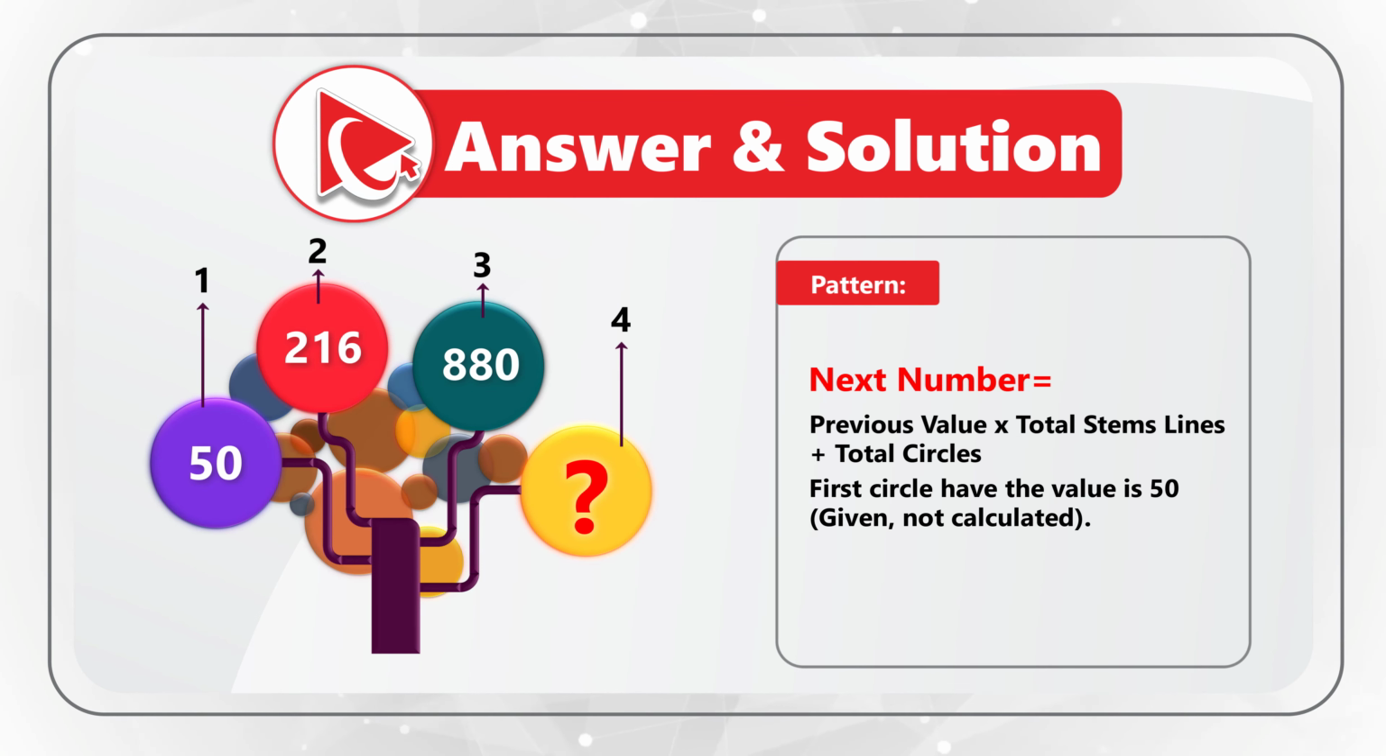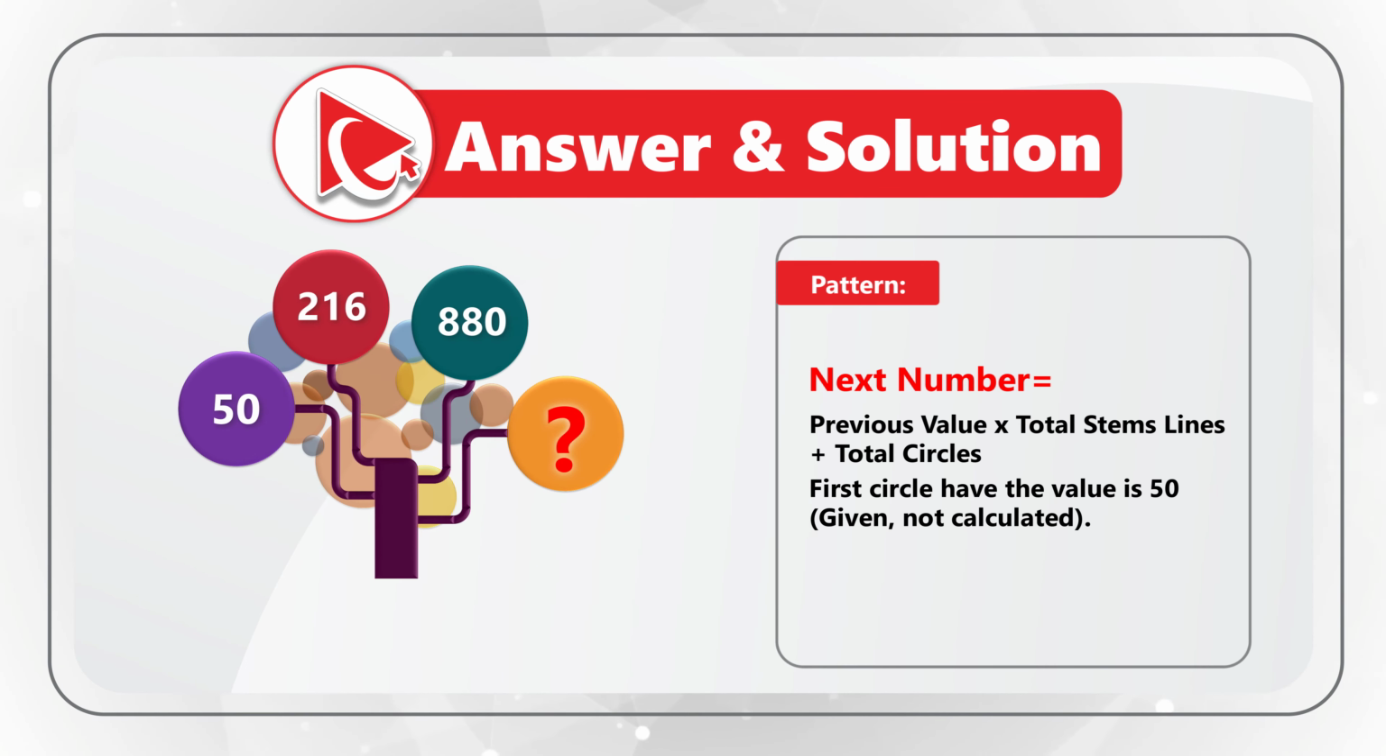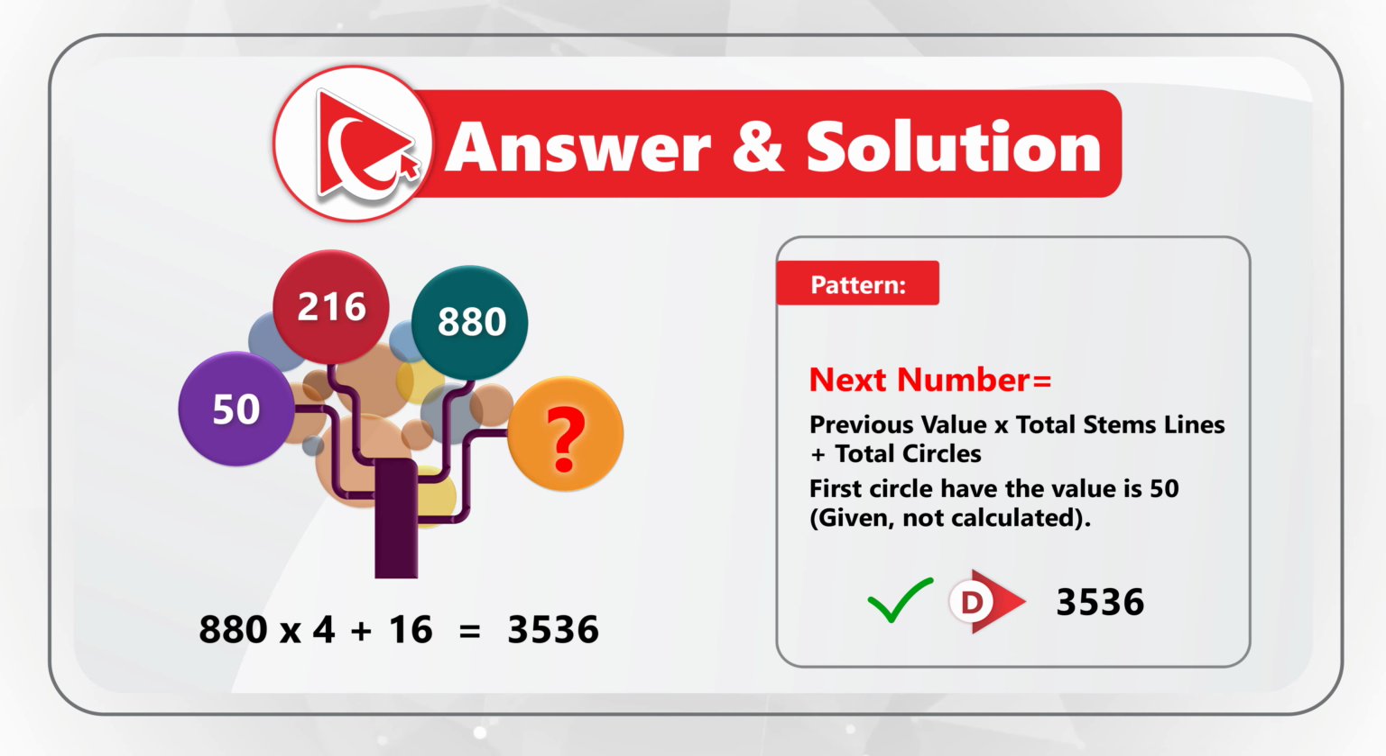And then there are also 12 circles in the background. Now we have all of this information and we can calculate the missing number. It is calculated as 880 multiplied by 4, then we add 16, and the end result of this is 3,536. So the correct answer here is choice D, 3,536. Hopefully you've nailed this problem and now know how to answer similar problems on the test.